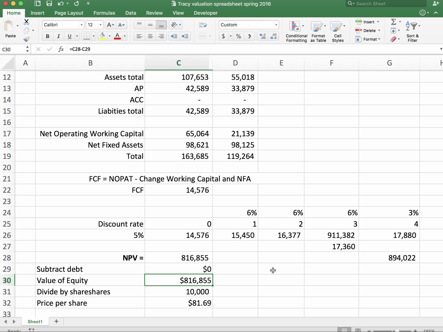And of course, since we don't want to buy the whole thing, maybe we only want to buy a little bit of it, we divide by the number of shares. And so the number of shares here is 10,000. It's not actually 10,000, it's 10 million shares, right? Because we're all in thousands. And so 816 divided by 10,000 gives you $81.69. So your portion of this $816 million with 10 million shares outstanding is $81.69. So you would pay $81.69 per share.